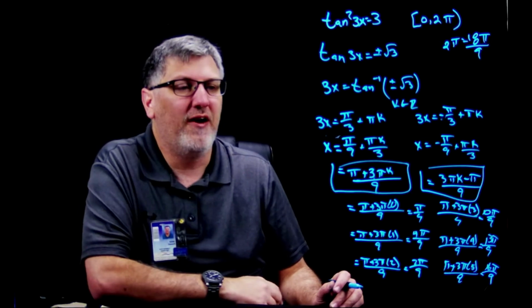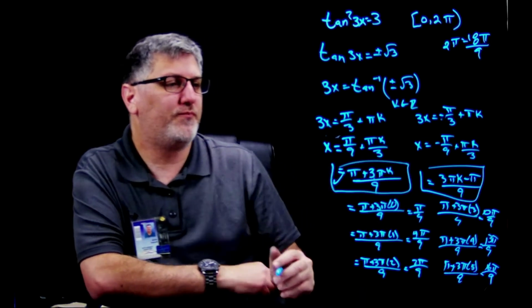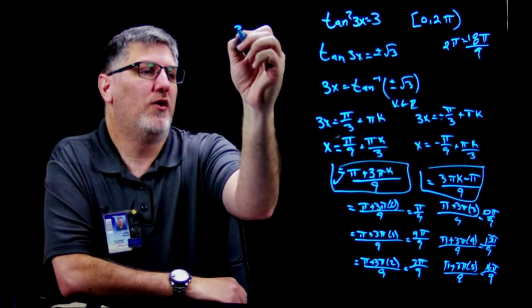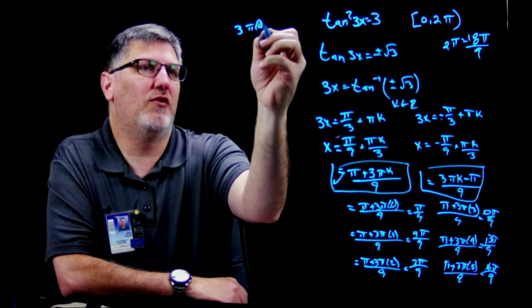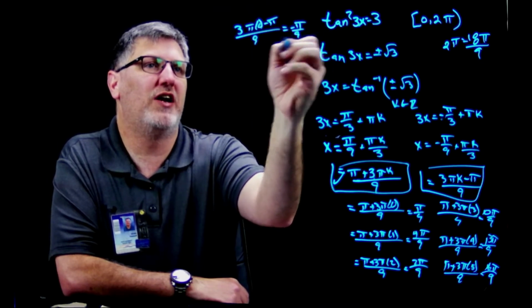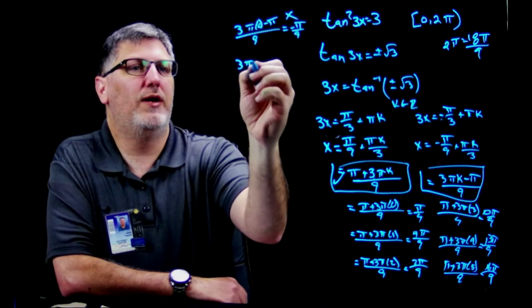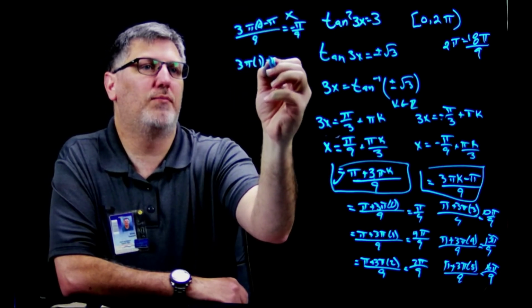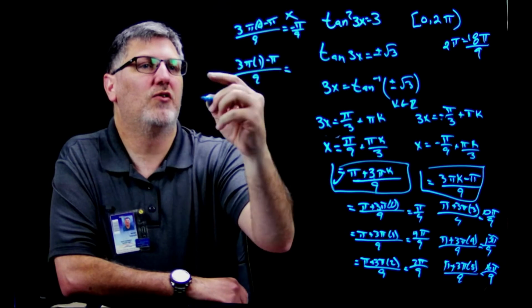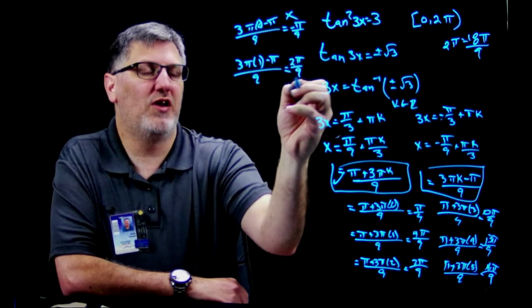So far, I have 6 answers and I've only done this one. Now I need to do this one. And I'm going to do 3 pi times 0 minus pi over 9. This gives me negative pi over 9. This doesn't work. It's outside my domain restriction. 3 pi times 1 minus pi over 9. This gives me 3 pi minus pi, 2 pi over 9. That one works.